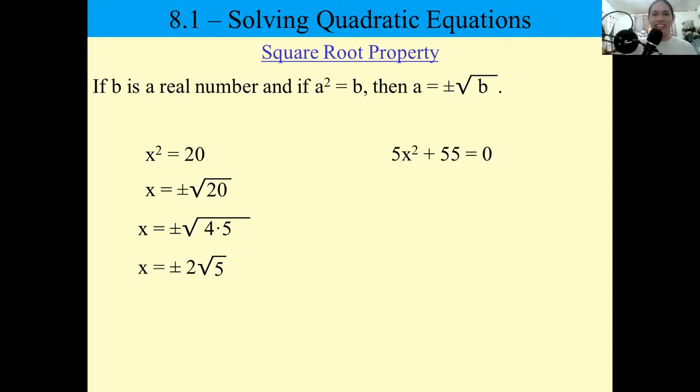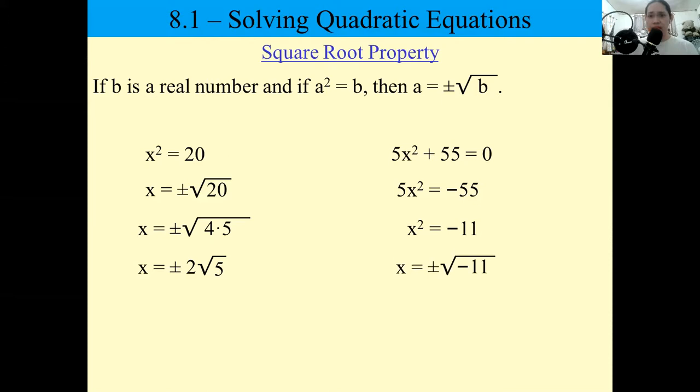Next, let's have 5x squared plus 55 is equal to 0. This can be solved using the square root property. So you have 5x squared is equal to negative 55. Divide both sides by 5, and that gives you negative 11. Isn't it weird to have a negative 11 on the right side of the equation?